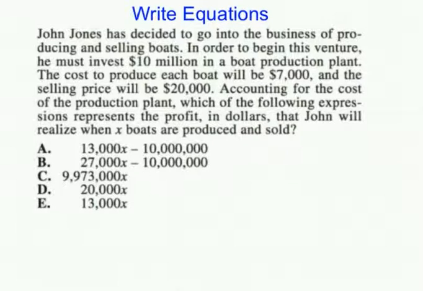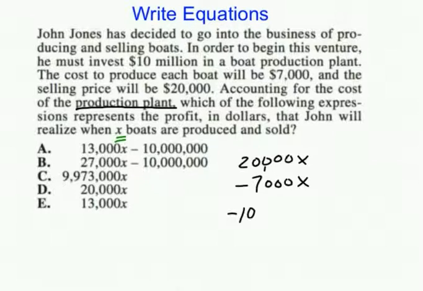They usually will assign you a variable. If they don't, you can make up whatever you want. I could have said P for price. It doesn't really matter what you choose for your variable, but I do know that I am going to make 20,000 per boat, but it costs me 7,000 per boat. And then I also, since it says which of the following expressions represent profit in dollars, but it also says including the cost of the production plant, which was 10 million. And cleaning up, simplifying, it looks like my answer will be A.